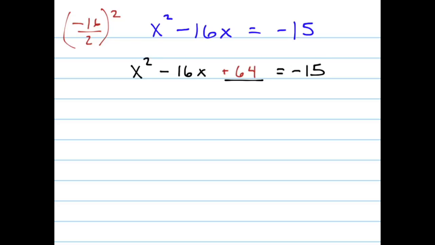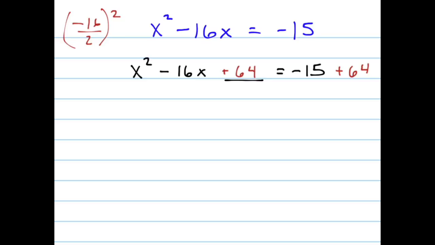Here's the problem. Am I allowed to just add 64 to one side of the equation? What do I have to do? I have to do it to the other side of the equation too. If I add 64 on the left, which I just did, I've got to add it on the right. Okay, that keeps my equation balanced. Everybody okay with that?